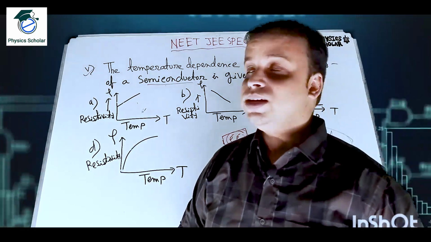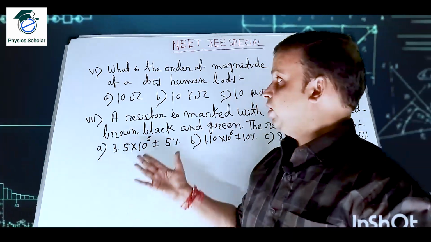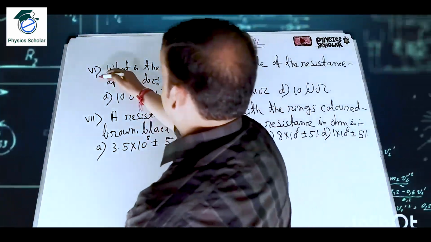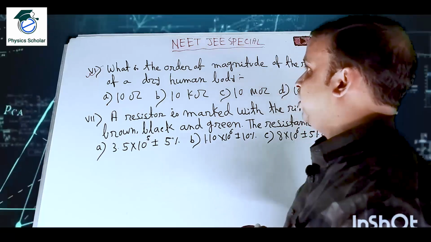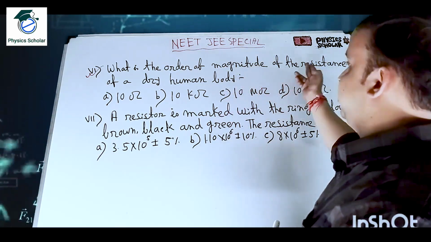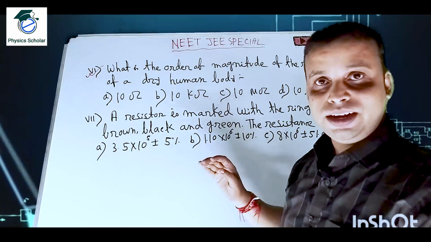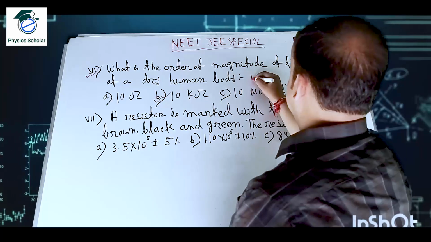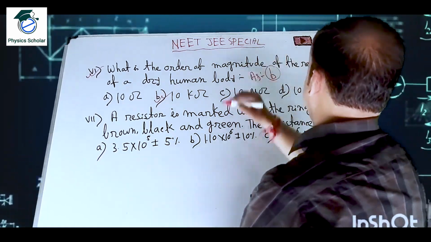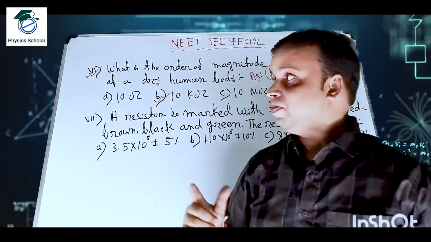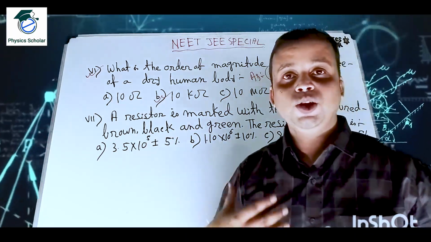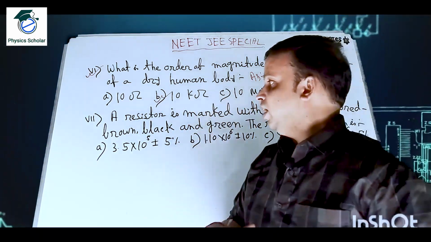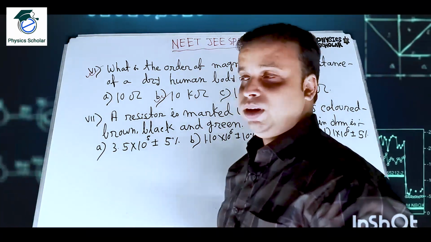Now let us move to question number 6. Okay students, now two theoretical questions, you have to memorize the values. Very often this type of question comes in NEET or JEE. What is the order of magnitude of the resistance of a dry human body? It will be 10 kilo ohms, so the answer will be option B. In dry condition the body's resistance is 10 kilo ohms, and obviously in the wet condition the resistance will decrease.